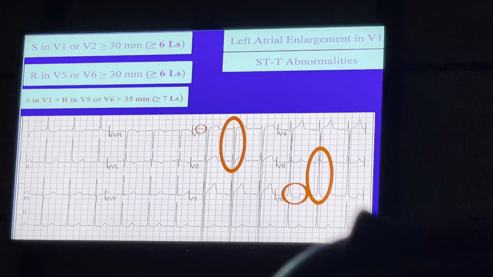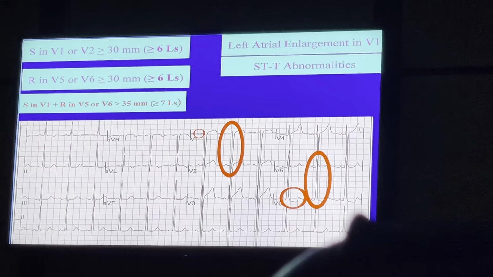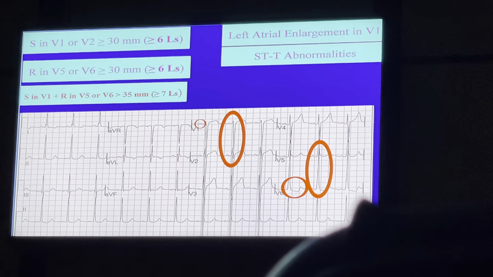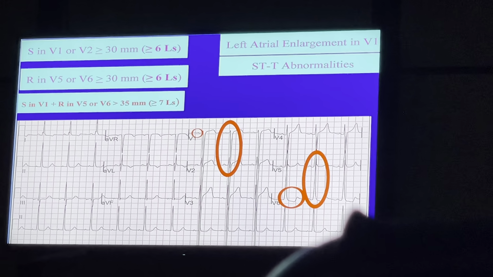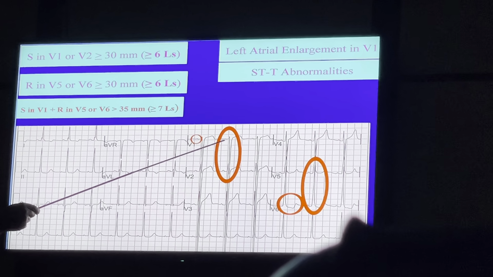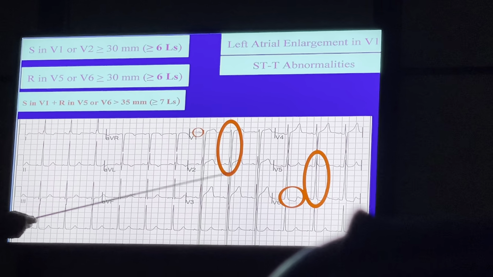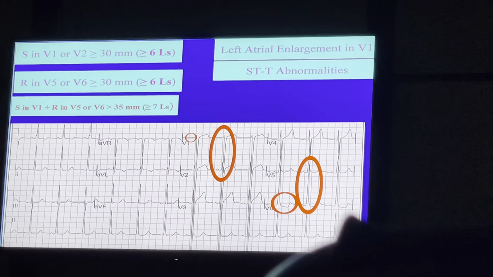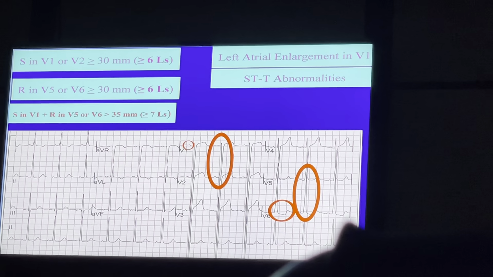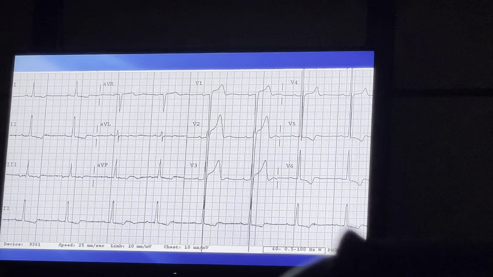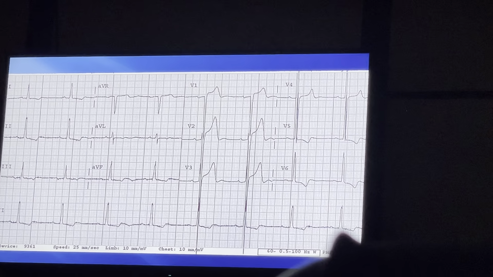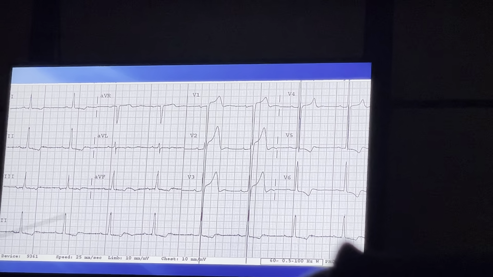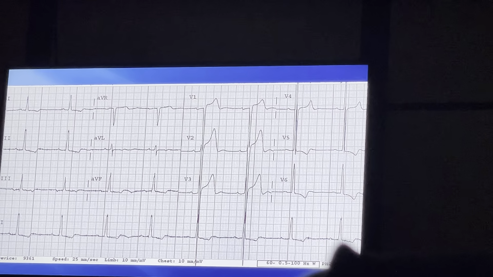So here, what you see in this ECG is markedly enlarged QRS complexes, and here the QRS, you count 5, 10, 15, 20, 25, and these are also more than that. So this is LVH. Next. So what is this? This is again LVH.